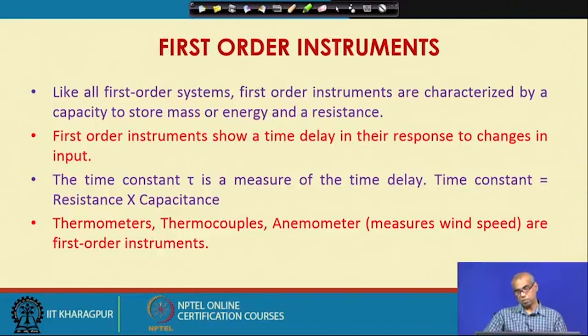So, when I talk about thermometer and thermocouples, I consider bare thermometers and bare thermocouples. What it means is that sometimes thermometers and thermocouples are put inside a protective cover to protect them from the effect of the measuring environment. So, in that case, the combined system becomes two first order systems connected in series, because the thermometer itself is a first order system, and then you have a protective cover around it, which is like, say, a tube sealed at one end, and inside that tube you have put the thermometer or thermocouple.